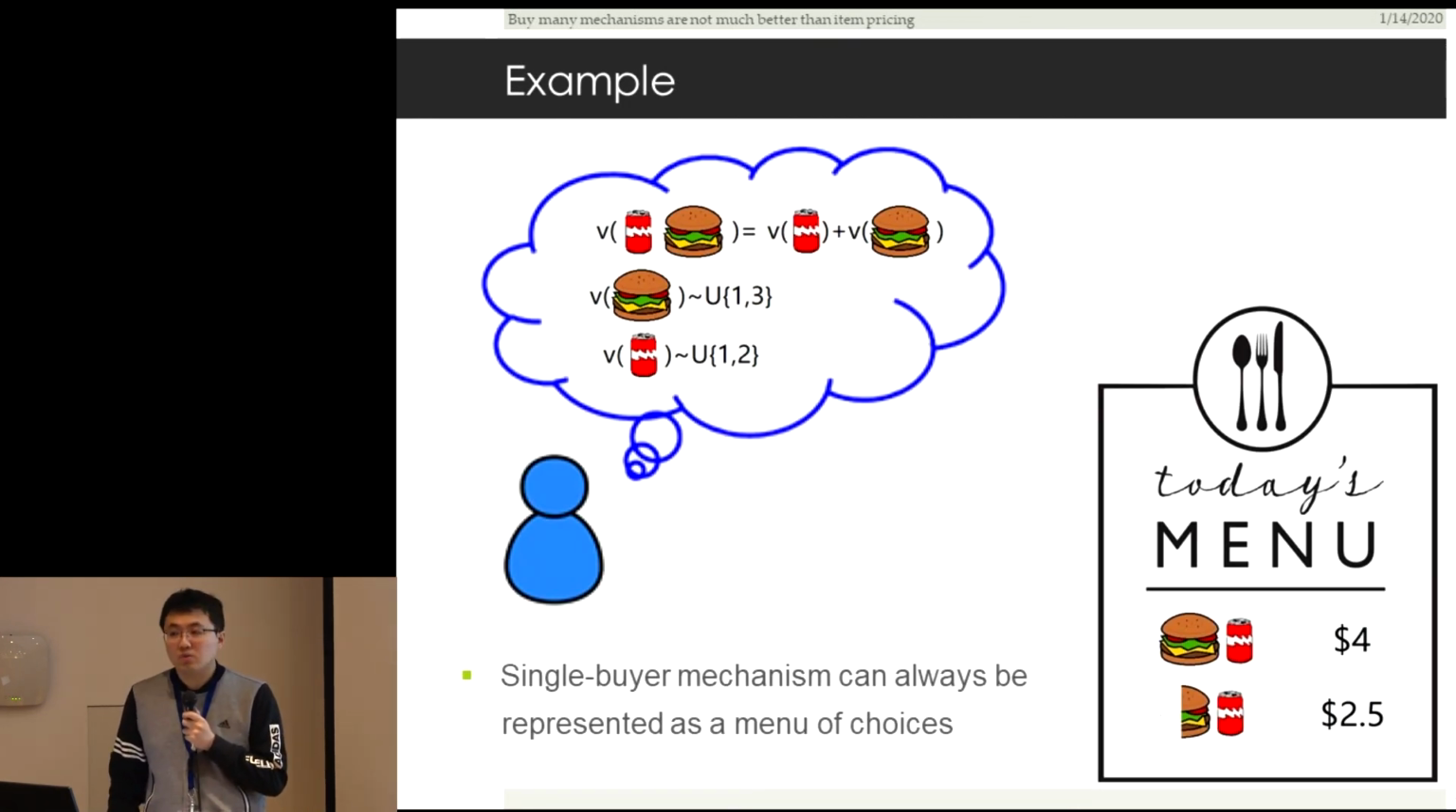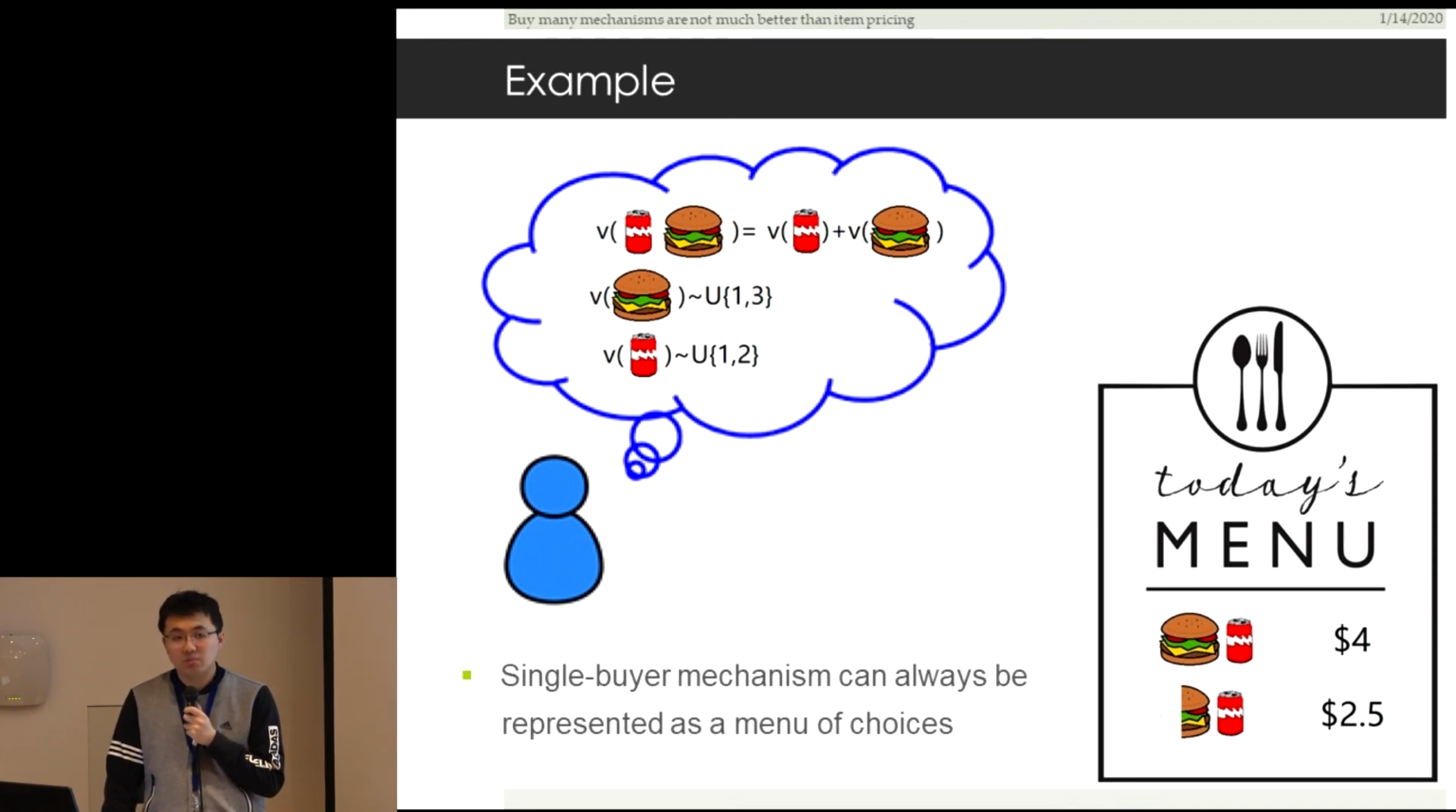So let's start with an example in this setting. Suppose that the seller would like to sell a sandwich and a drink to a buyer, and the buyer's value for a sandwich is uniformly drawn from 1 to 3, and the buyer's value for a drink is uniformly drawn from 1 to 2. It is known that any single buyer mechanism can always be represented as a menu of choices. For example, the optimal mechanism for this setting is as follows.